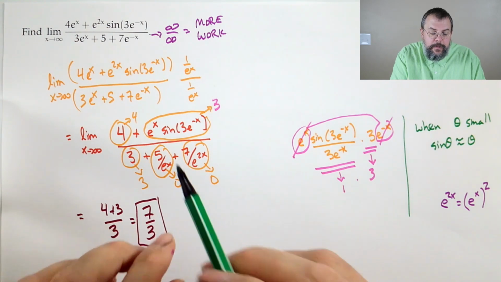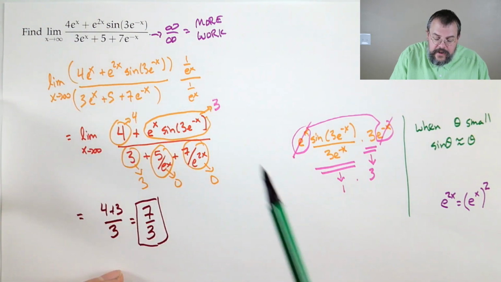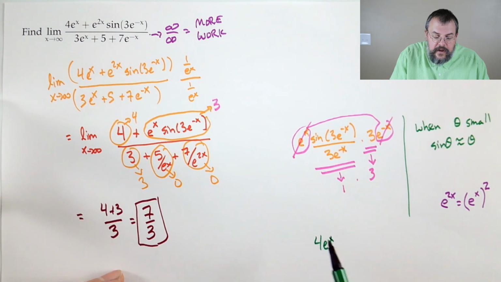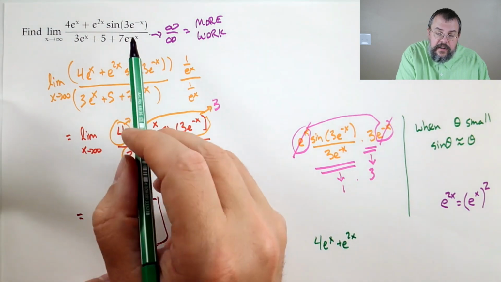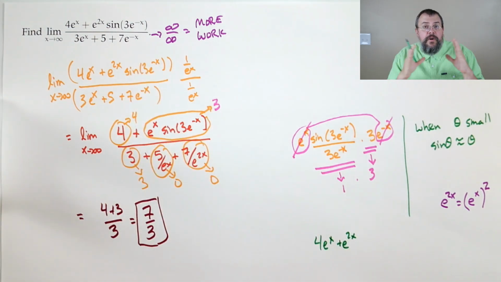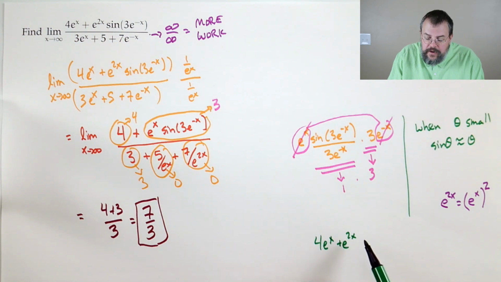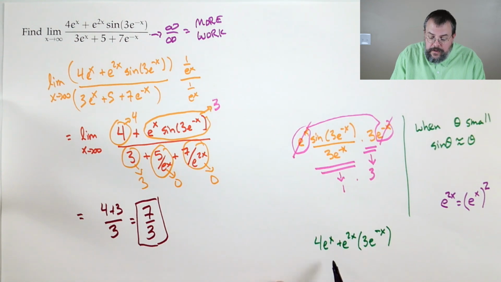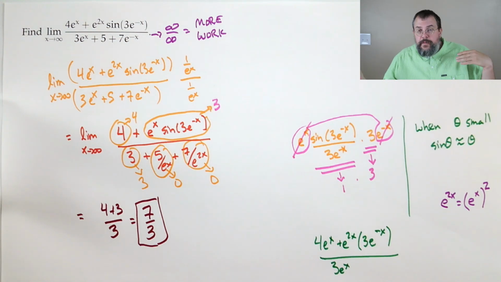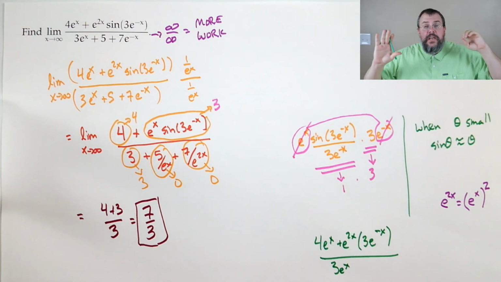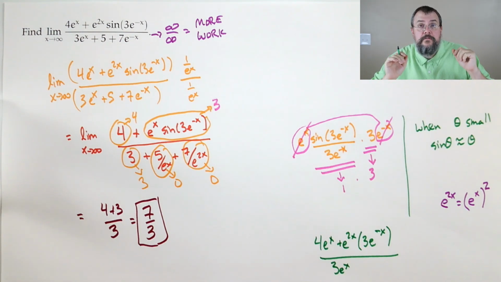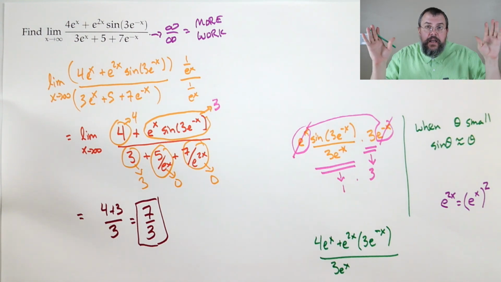So, if we were to parse this, we say, well, that looks like on the top 4e to the x. Then we have e to the 2x. And then it's multiplied by something where the inside is getting small. Well, so if it's sine of a small thing, it's approximately, I can replace that by the 3e to the small thing. Downstairs, what do I have? Well, the 3e to the x, but the 5 and the 7e to the minus x, by comparison, are small. In the long run, they're not significant. They're not going to contribute to the value. And so I'll ignore it.